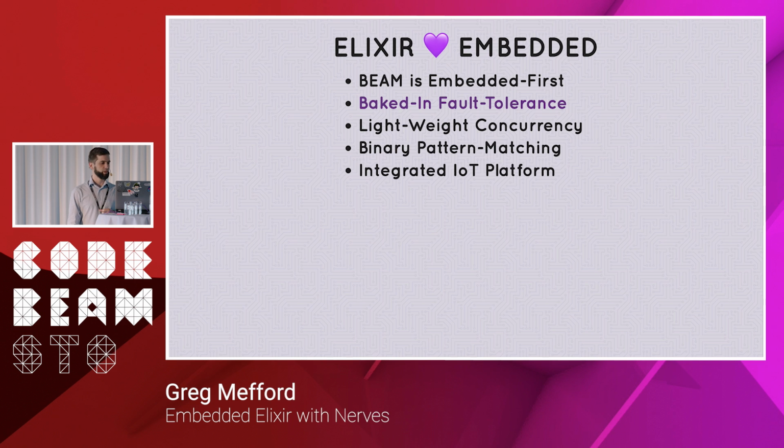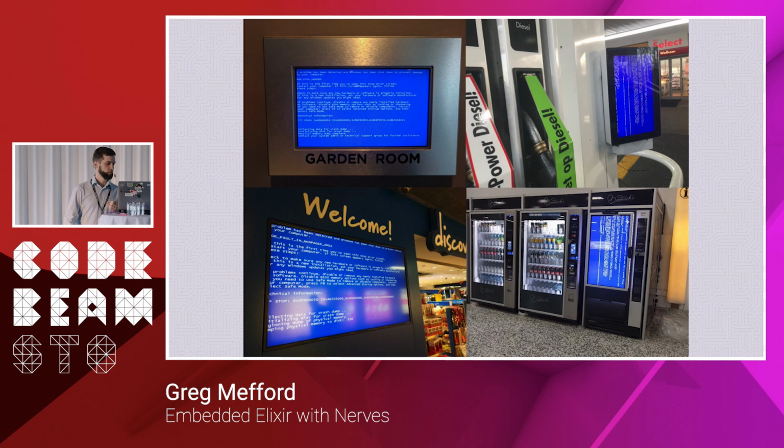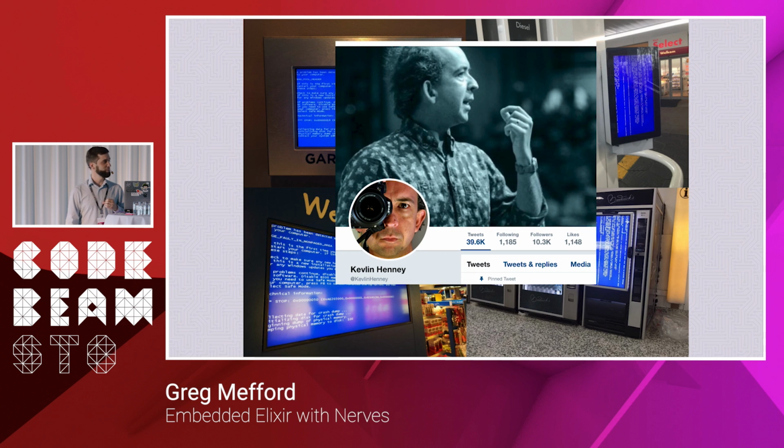The other thing I want to talk about here with Elixir for embedded is that we get a lot of baked-in fault tolerance from OTP Erlang roots. And the point here is that this is not what they meant when they said let it crash. This is a completely different thing that you don't want to let happen. These are your Windows blue screens of death. If you would like to see more of these, Kevlin Henney's Twitter stream is where I got these from. He collects these artifacts for your viewing pleasure.